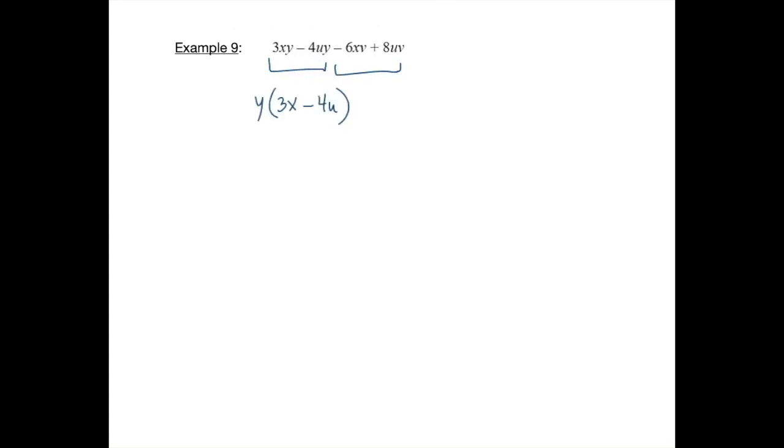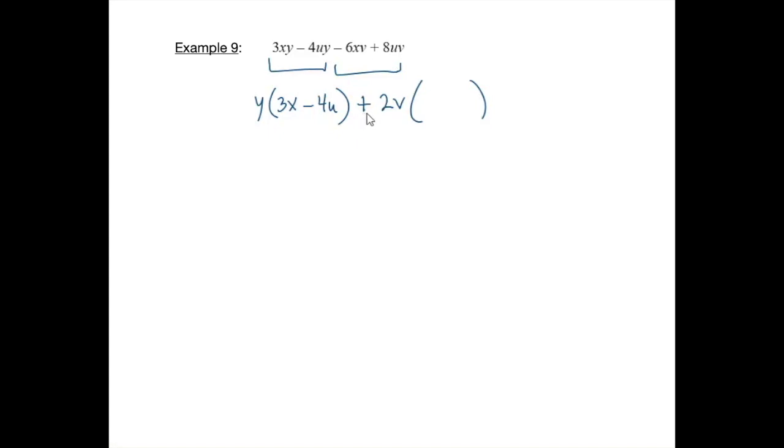Here's another polynomial with 4 terms, and we have this grouped into the first pair and the second pair. Let's factor out the greatest common factor from the first pair. We have no common factor between the coefficients 3 and 4, but we do have a common factor with the variable y. It's not difficult to see when we factor out the y, we're going to be left with 3x minus 4u. On the second pair, we have a common factor of 2 between the coefficients 6 and 8, and we also have a common factor of v from the variables. So our greatest common factor is 2 times v.